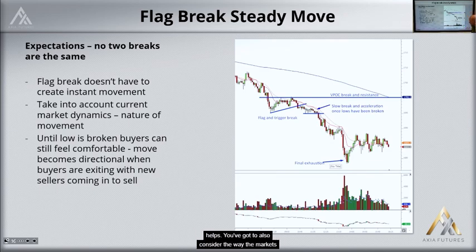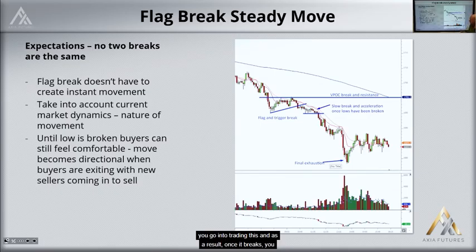You've got to also consider the way the market's currently trading. If you're on a very slow day that seems to lack participation, is this flag break really going to move in your favor? And if it does, is it going to move nice and easy in your favor, the way that everybody wants it to? Because ultimately everybody wants flag break, whoosh, straight to target. Of course you do. But you've got to think about those two things as you go into trading this.